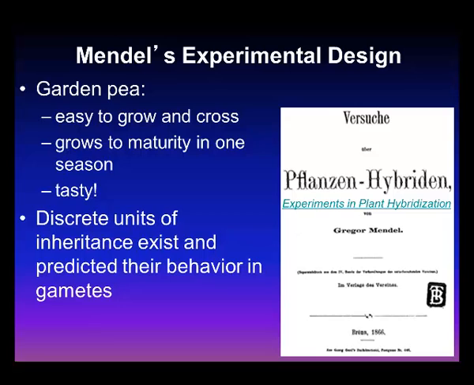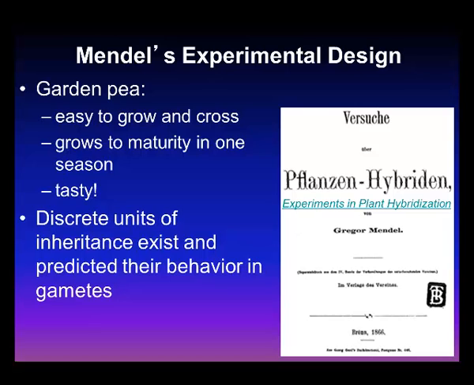And as you know, Mendel worked on garden peas. He worked on them because they were easy to grow and cross, they grow very quickly, and also because they're tasty. I mean, let's face it, the monks were having to raise their own food and often provide food to the surrounding community, so he couldn't waste his time growing plants that weren't very good to eat. Now, the conclusions that Mendel came to, which you're already familiar with, were many, but one of these was that there were discrete units of inheritance and that he was able to predict their behavior in the gametes.